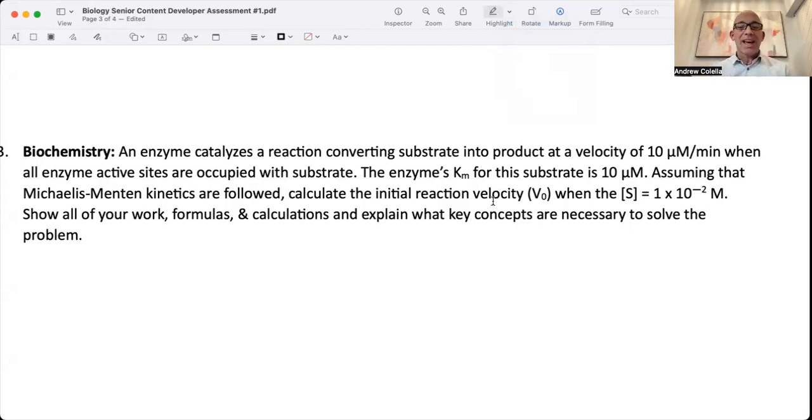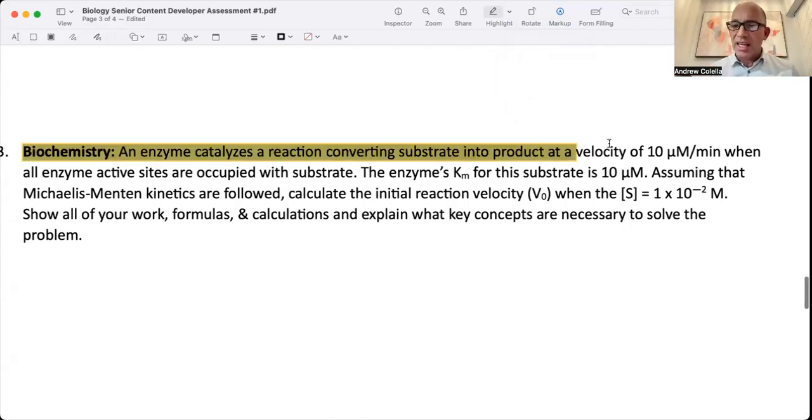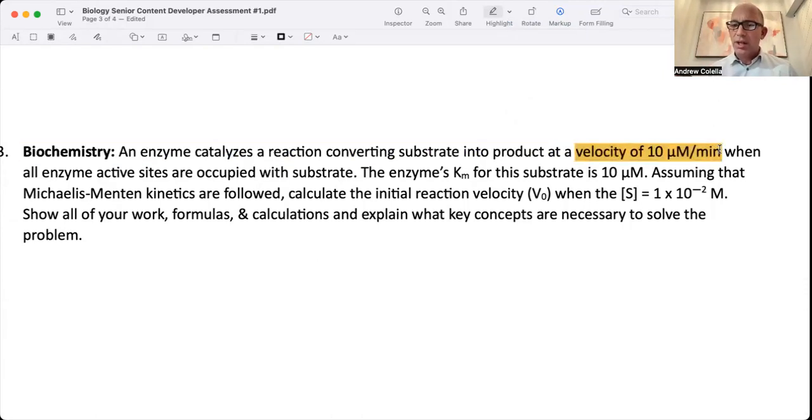An enzyme catalyzes a reaction converting substrate into product at a velocity of 10 micromoles per minute when all enzyme active sites are occupied with substrate. So boom, right away, first sentence loaded with some vocabulary. It's got some data in it. I'm going to highlight this value simply because I think it might be useful for us as we move forward. Let's keep reading. Then I'll circle back and talk about some strategies here.